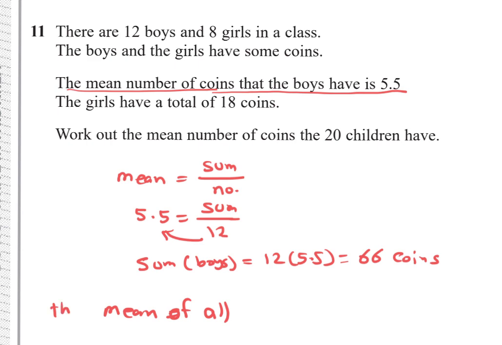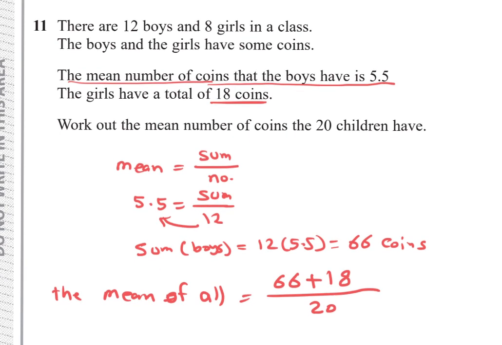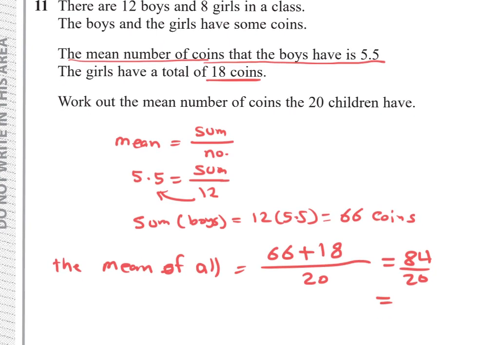So to find the mean for all children, we need to add the sum of coins for the boys, which is 66, plus the sum of coins for the girls, which is 18, given to you, and divide by the number of children, which is 20. So it equals 84 divided by 20, which equals 4.2.